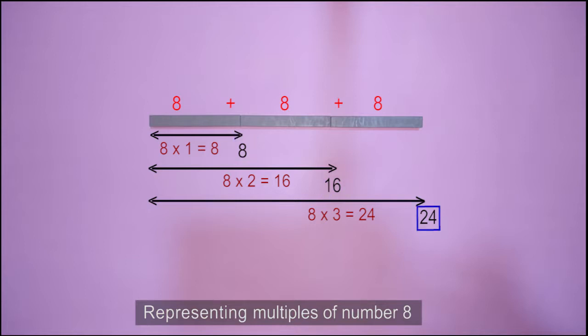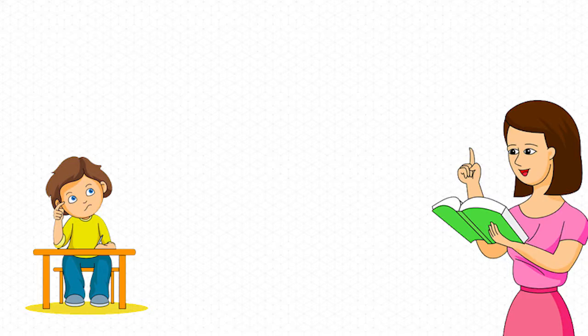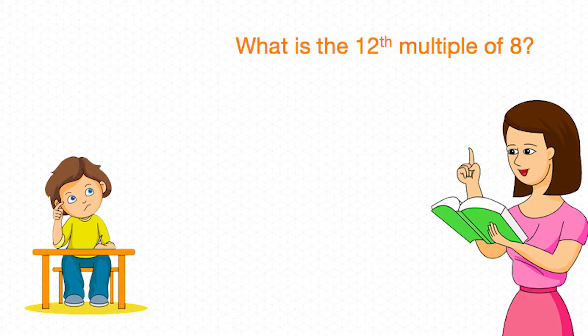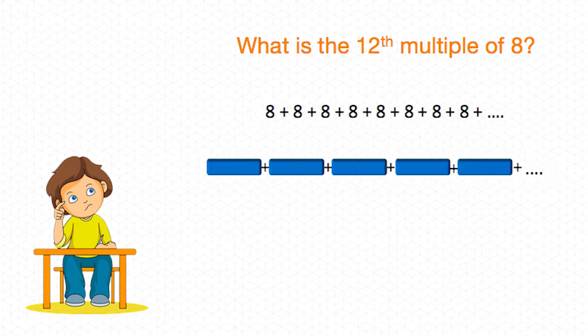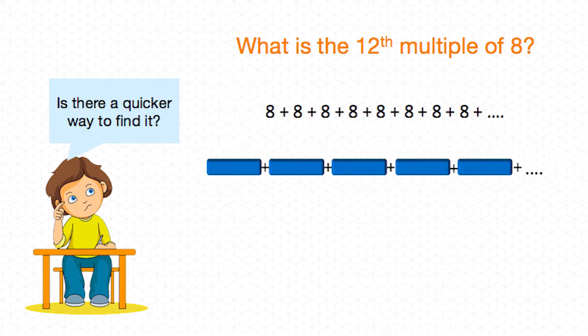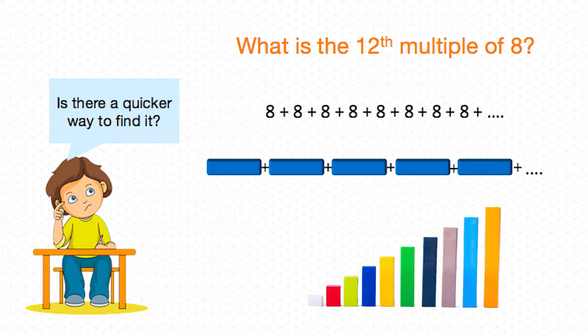24, and so on. Now ask your student if he can figure out what is the 12th multiple of 8. Does he really need to add 8 12 times or take maybe 12 rods of 8? Or can he use a quicker method to find it? Note that this activity can be performed using any rod as long as we assign the correct value to it.